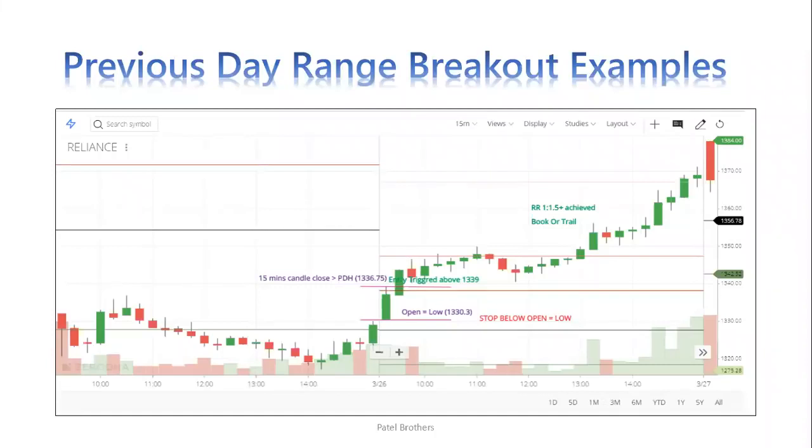Should the previous day high cross in the 15 minutes candle? Yes, it should cross and close above the 15 minutes candle's previous day high.